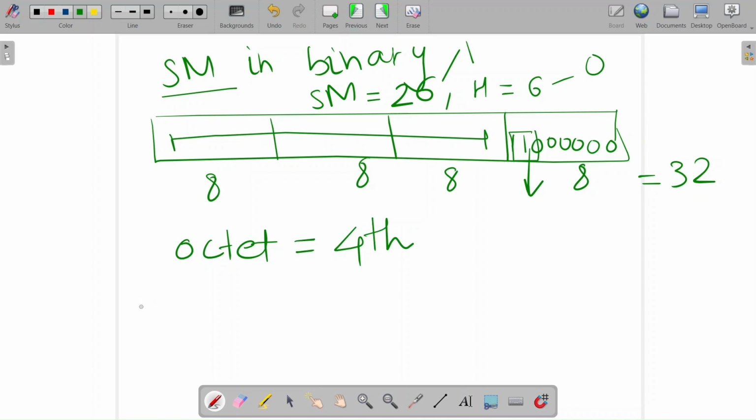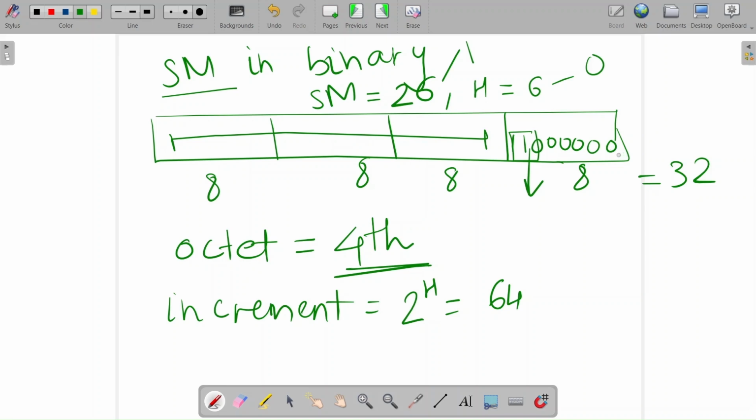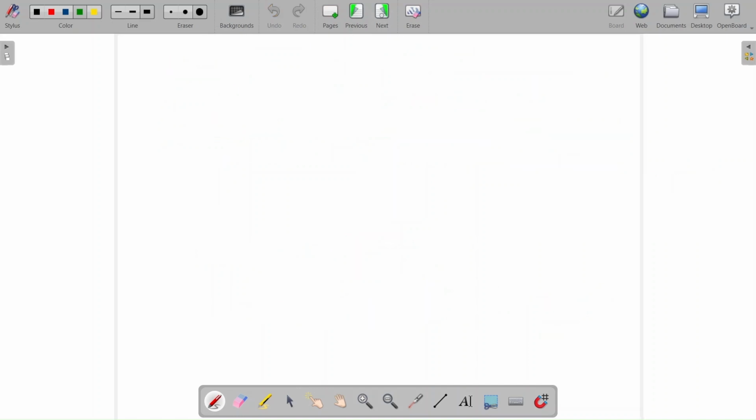And you will have to find out your increment. What do you mean by increment? Increment is basically how the range of IP subnets increases. Increment is based on the number of zeros, and there are 6 zeros. So 2 raised to 6, which is 64, and that is going to be your increment. Yay, done. Next, you will find out your range of IP subnets.